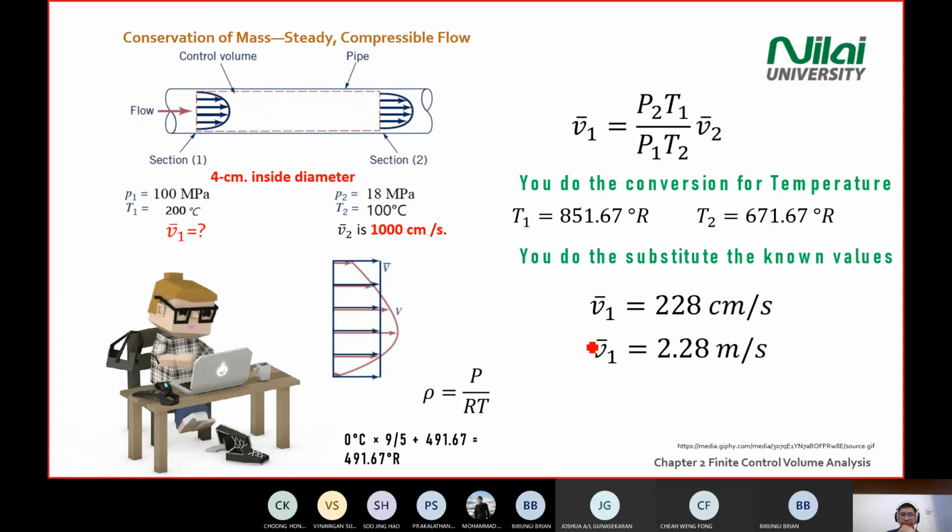In the exam, remember to change to SI unit, with the cm into meter. Okay, so we have done question 4.